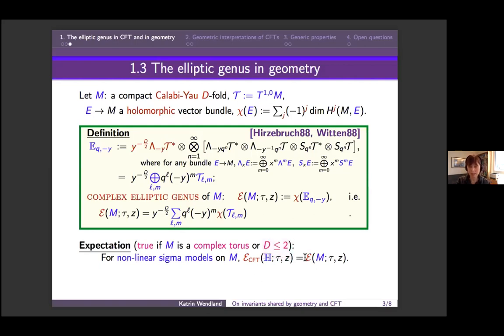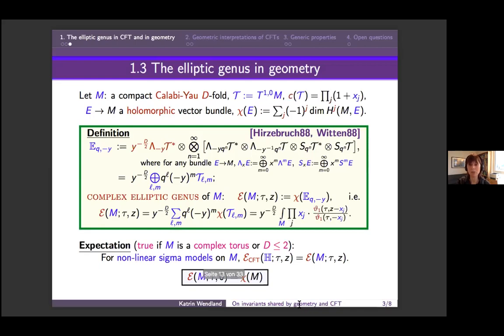Actually, you might ask, I told you about the special value that this conformal field theoretic elliptic genus takes when you insert z equal to 0. It gets a constant. I call it the Witten index. What's the constant that you get when you insert z equal to 0 into this expression? It's the traditional Euler characteristic of the manifold M. So you can view the complex elliptic genus actually as a refinement of the Euler characteristic. And if you're familiar with index calculations, then you can even check that this might hold true.